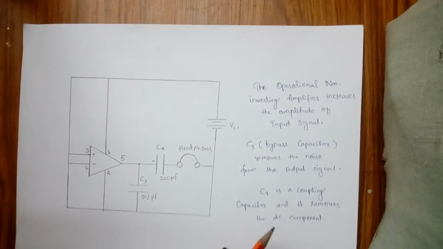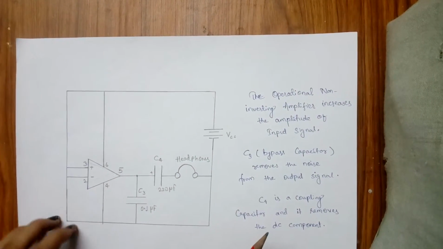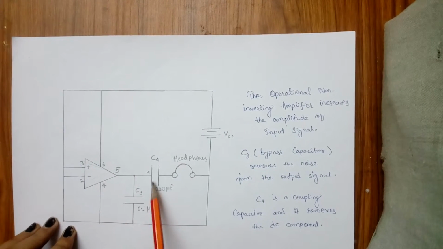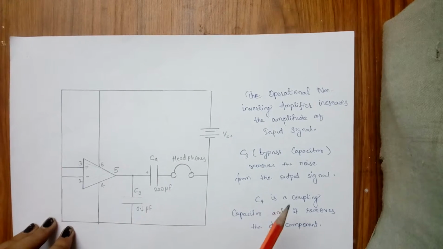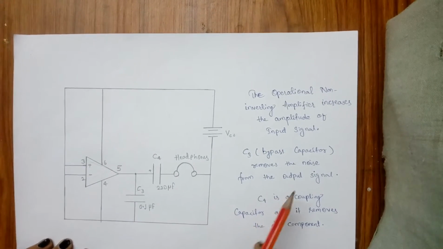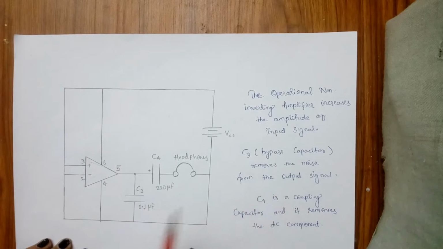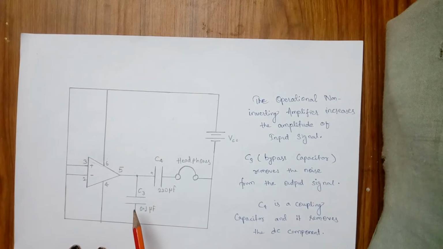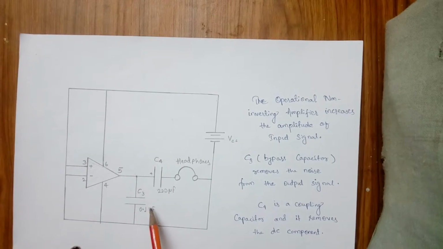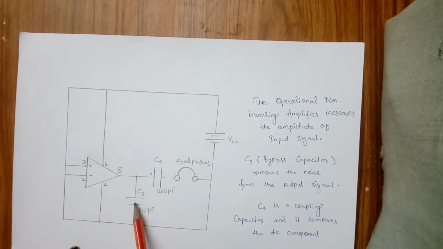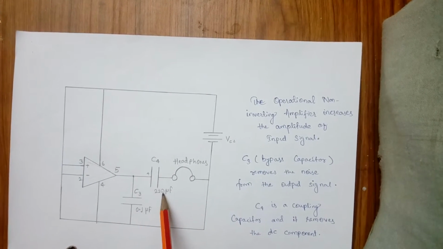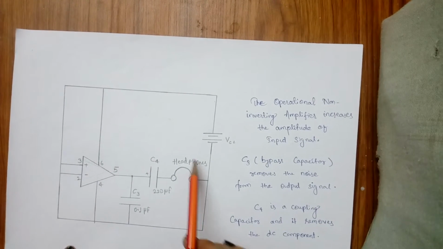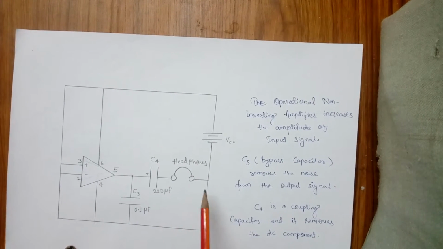The last circuit consists of a non-inverting op-amp, and two capacitors plus headphones for output. The operational non-inverting amplifier increases the amplitude of the input signal. C3 is a bypass capacitor, which removes the noise from the output signal. C4 is a coupling capacitor and it removes the DC component. And finally our signal reaches the headphones. This is the output that we get.